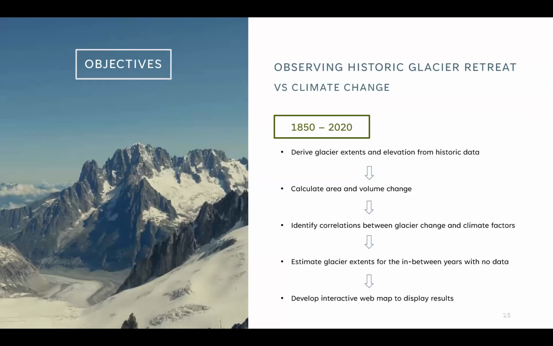So the objectives for this project would be, for the period from 1850 to 2020, I will derive glacier extents and elevation from historic data. I will calculate area and volume change over the years. I will identify correlations between glacier change and climate factors. I will estimate glacier extents for the in-between years where there are no data, so to have a continuous display. And I will develop an interactive web map to display the result.